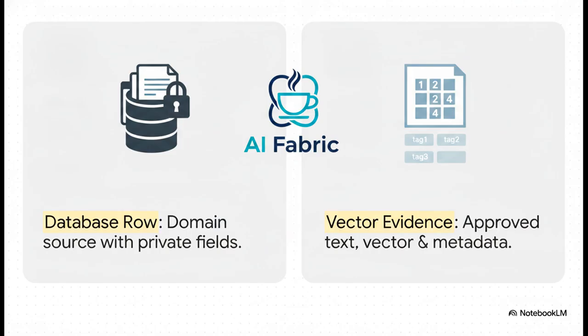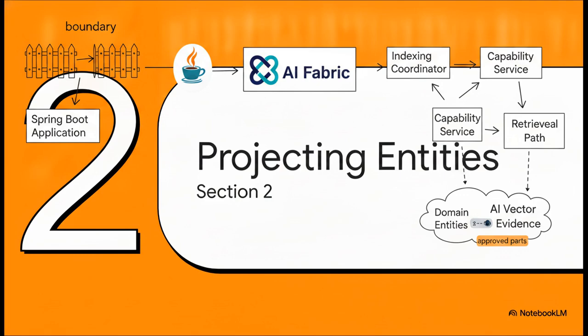It combines the record's identity, the approved text, a mathematical numeric vector, and metadata. You could literally have 5 perfectly valid support articles sitting in your database, but you'll return absolutely zero semantic search evidence if you haven't explicitly projected them. Section 2, Projecting domain entities.